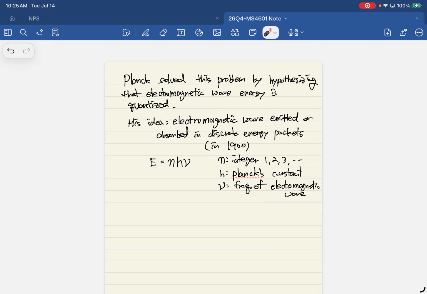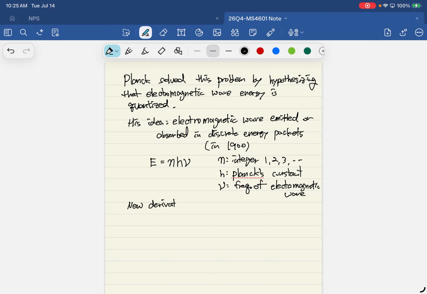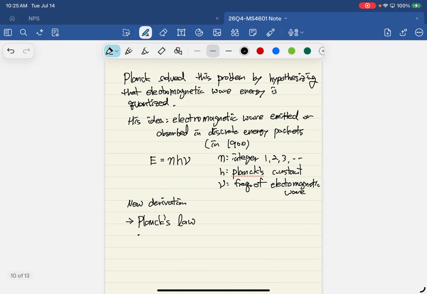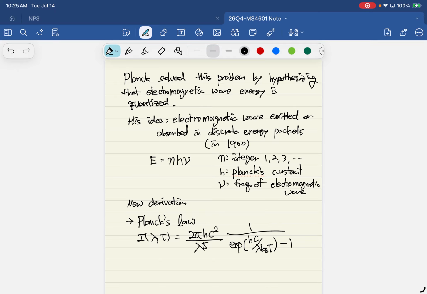Okay? So with this crazy idea, he followed a new derivation of spectral radiance, and this basically leads to Planck's law, where the radiance is given as 2 pi h c squared over lambda to the power of 5, times 1 over exponential of hc over lambda k_B T, minus 1. Okay?